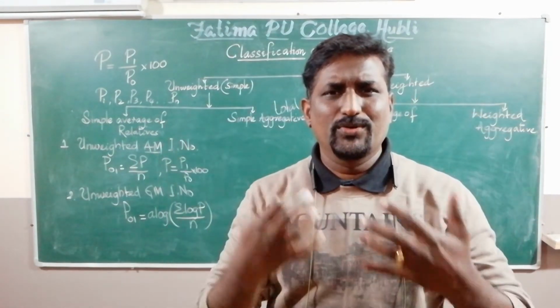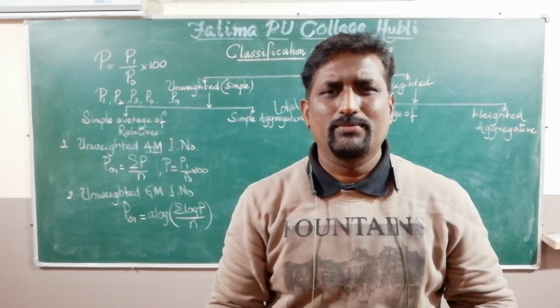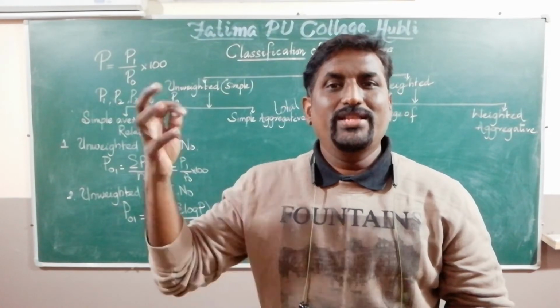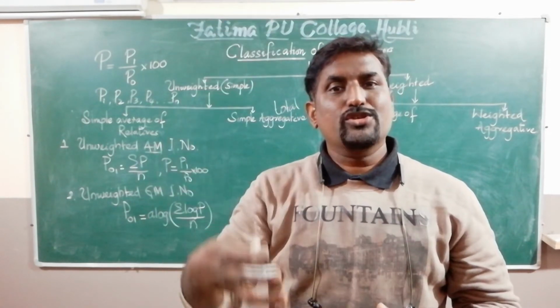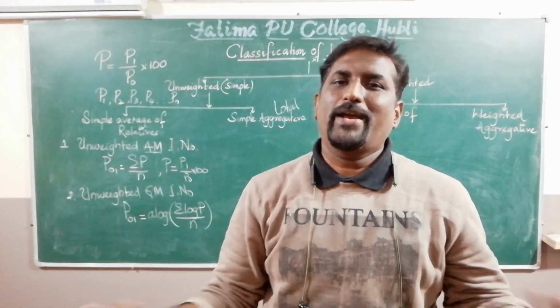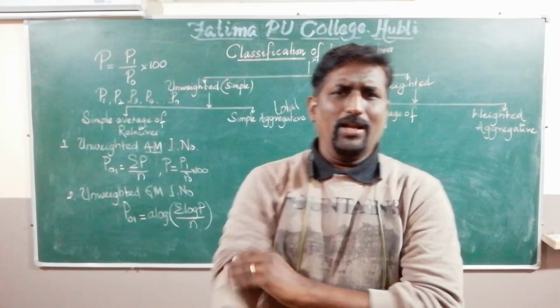All those tomatoes, onions, chilies, vegetables: take their current year prices, today's prices, and their yesterday's prices. Today's prices you add, it is the current year total. Yesterday's prices you add, it is the base year total. Simple. So the formula will be like this, students.